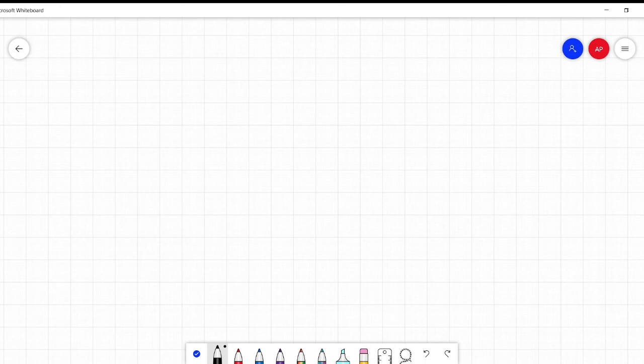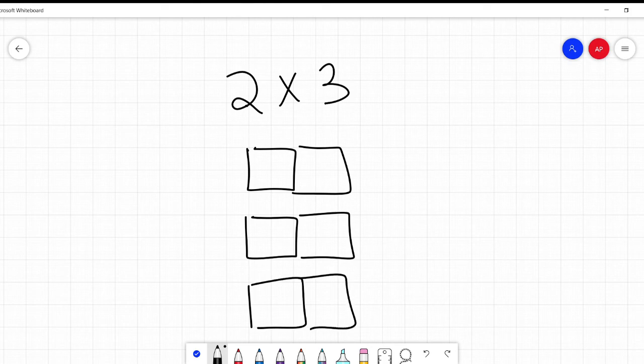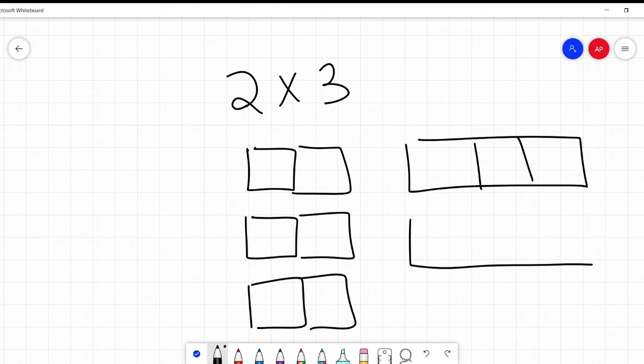Now when we first learn multiplication, most of the time the teacher will present it something like this. We'll say, okay, 2 times 3. Let's envision 3 groups of 2 squares, or 2 groups of 3 squares. Either way, they both are 6. 2 times 3 equals 6. And that's great. That's a wonderful way to visualize it.